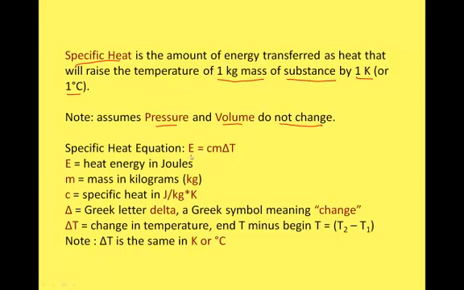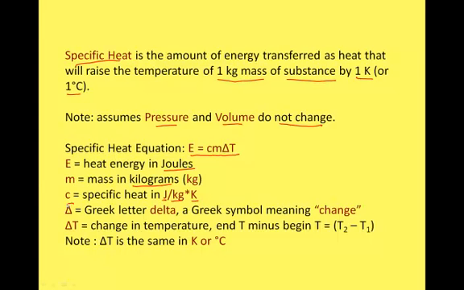Now the specific heat equation: E equals m c delta T. E stands for energy in joules. The mass is in kilograms, and the specific heat is joules for every kilogram of material raised 1 Kelvin. So it's very specific from the definition.